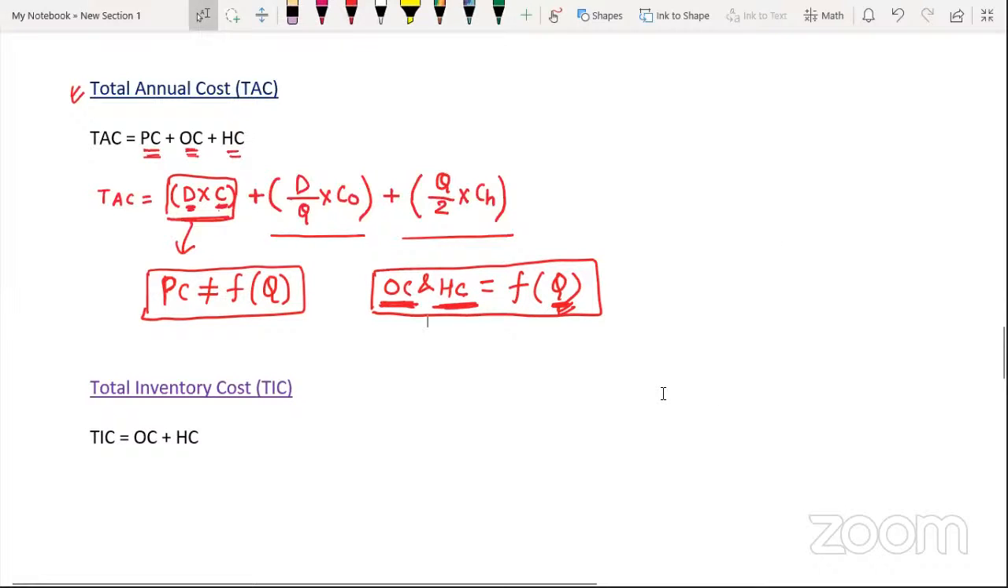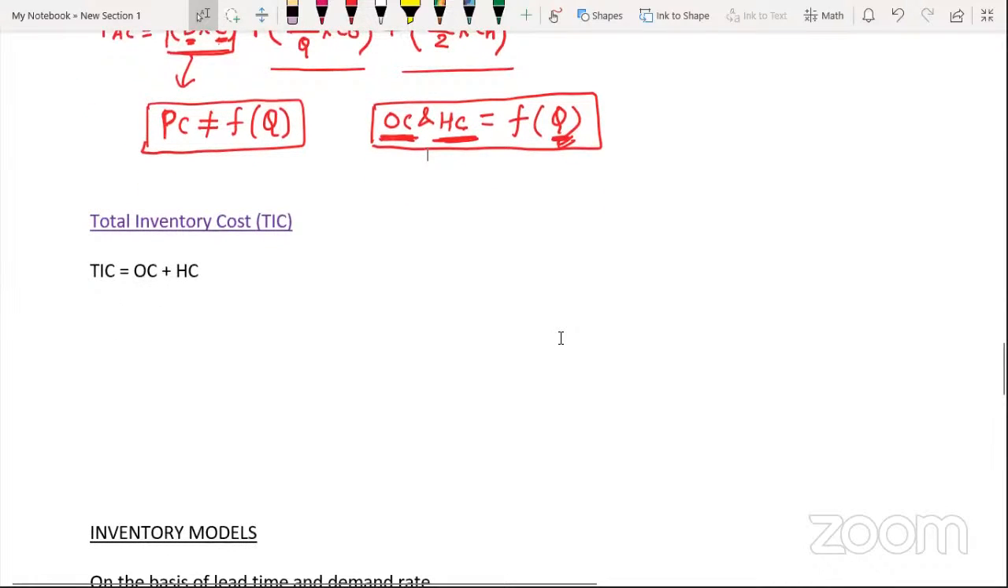So that's why our next term is total inventory cost, in short also known as TIC. So what is inventory? Inventory means Q. I have told you inventory.